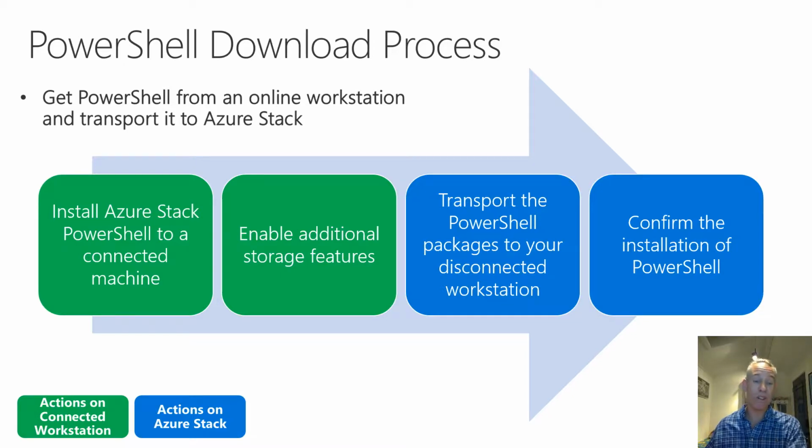So that might be as simple as disconnecting your internet connected laptop and bringing it over and connecting it to the other network if that's allowed, or you might have to copy them across. And then you're going to install those PowerShell cmdlets on the other workstation. So you'll see a pattern like this in a lot of the disconnected activities. You're going to do some stuff from a location that's connected to the internet, and then you're going to do other stuff from a disconnected location, a disconnected workstation.